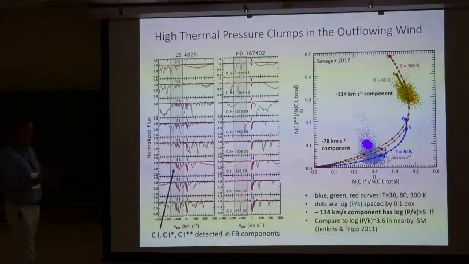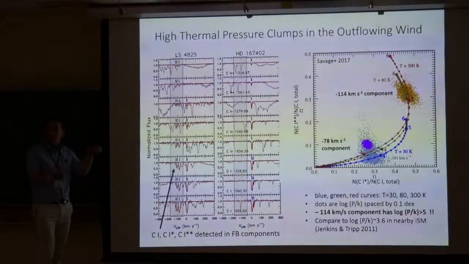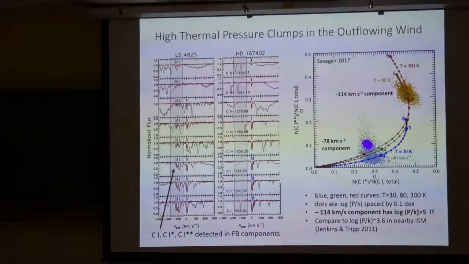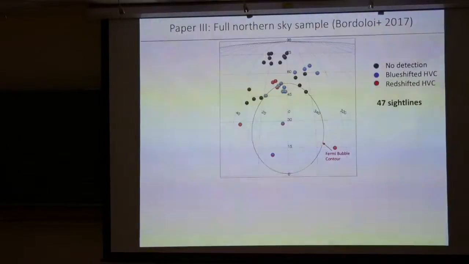And one interpretation of that is you're seeing clouds that are being compressed by the outflowing wind in the nuclear outflow, right? So, I mean, we know we're very close to the galactic center here. We're only a few degrees below the center of the galaxy, in the base of the bubble. This is the southern bubble. So it would make sense that you're seeing cool clumps that are compressed and they give you these high pressures.